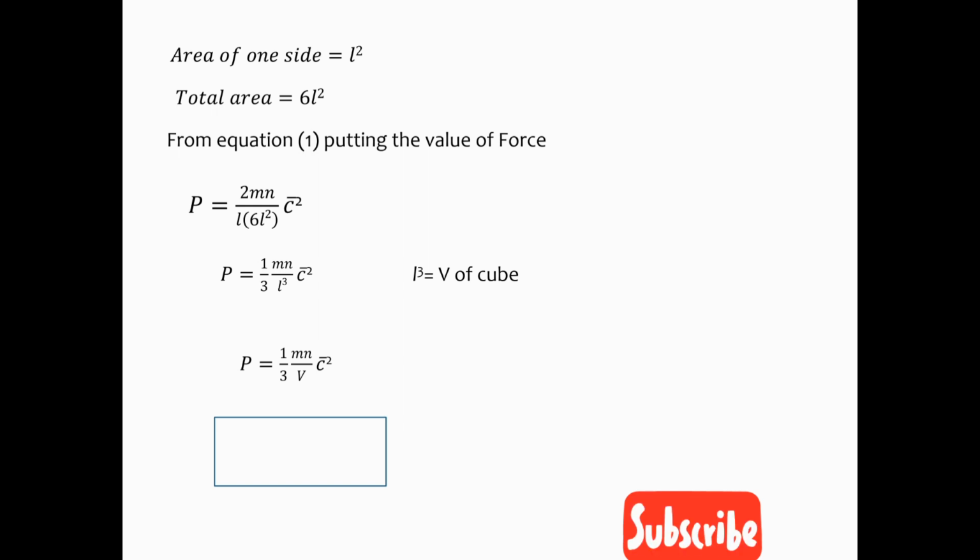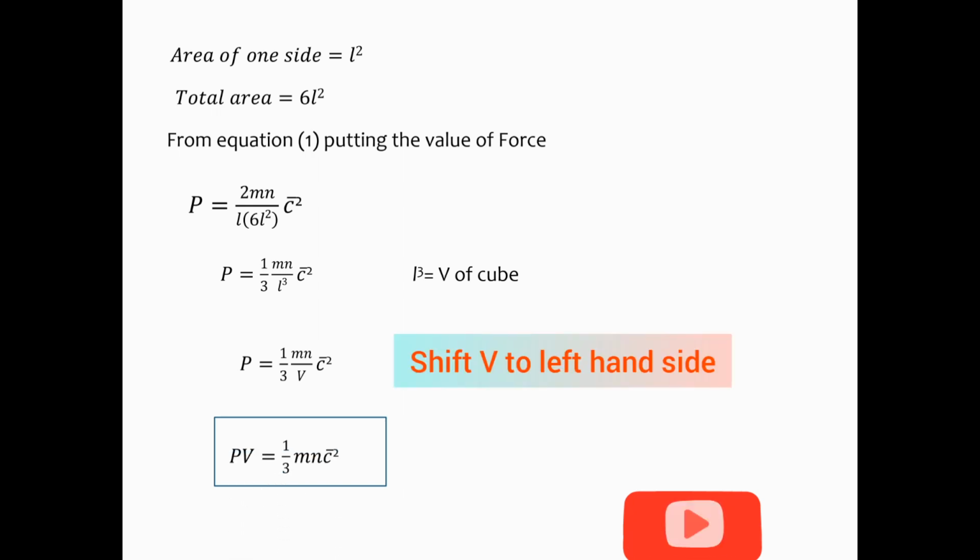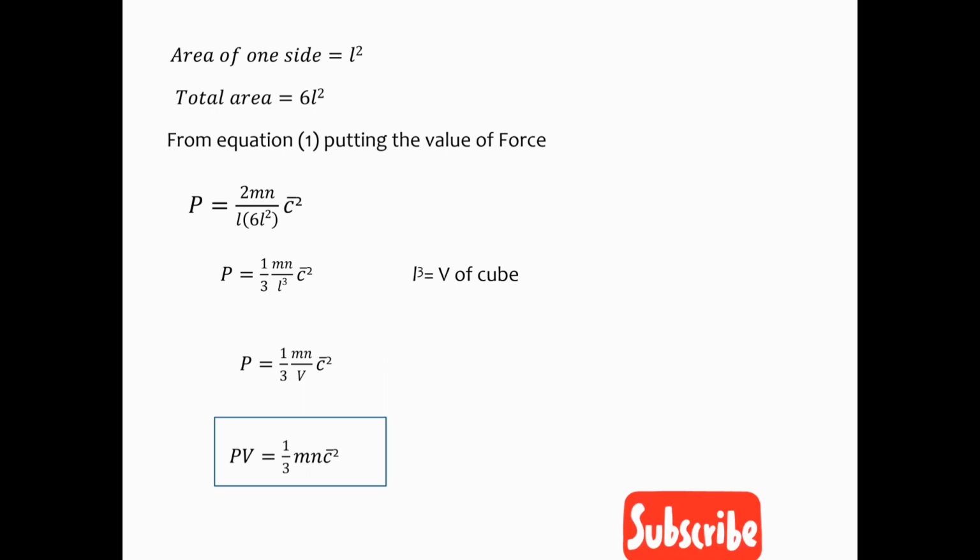Now L cube is a volume, so we will write V. P is equal to 1 over 3 mnc root mean square over V. This is the pressure exerted by n molecules on all the walls of cube. If we shift the V to the right hand side, it will give PV is equal to 1 over 3 mn c root mean square. This is the final kinetic gas equation.